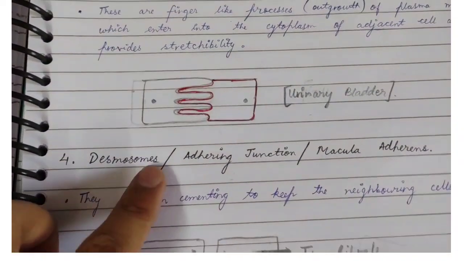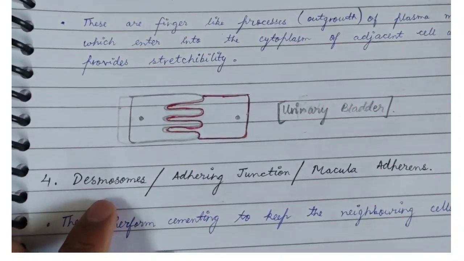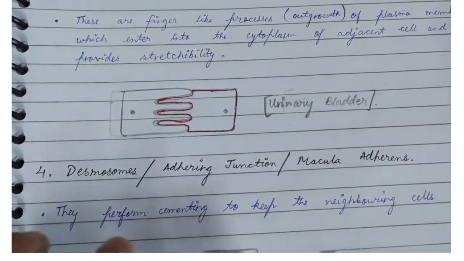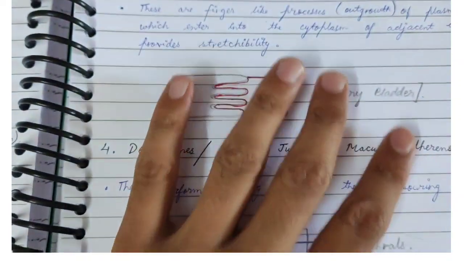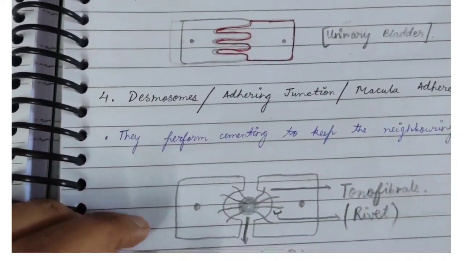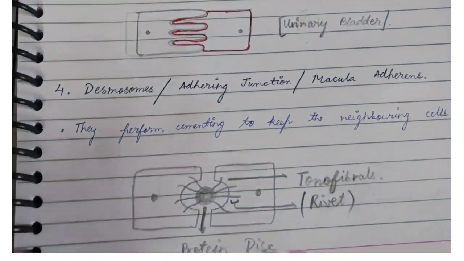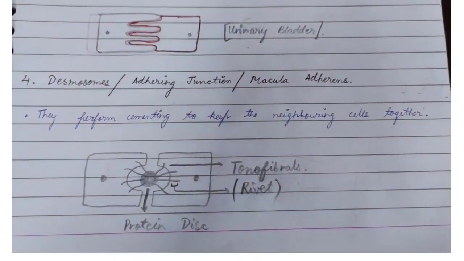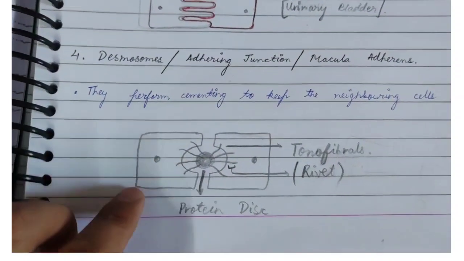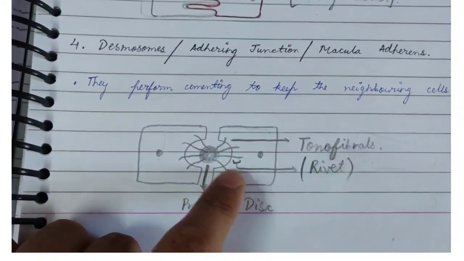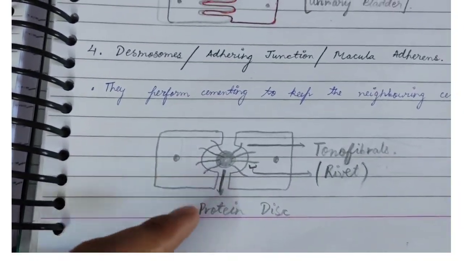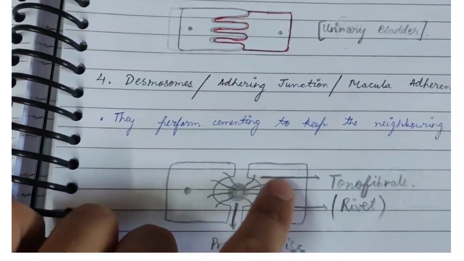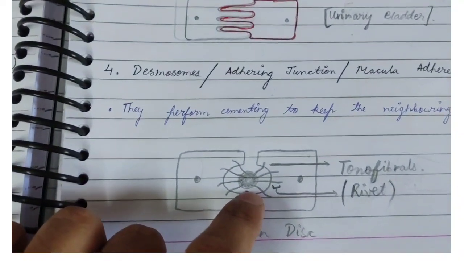Now comes desmosomes. Desmosomes are also known as adhering junctions or macula adherens. Adhere means to stick, stick something to something. They perform cementing to keep the neighboring cells together. See here, there are two epithelial cells basically. Now both the epithelial cells' cytoplasm stretches itself inside. See this, both have stretched their cytoplasm inside.